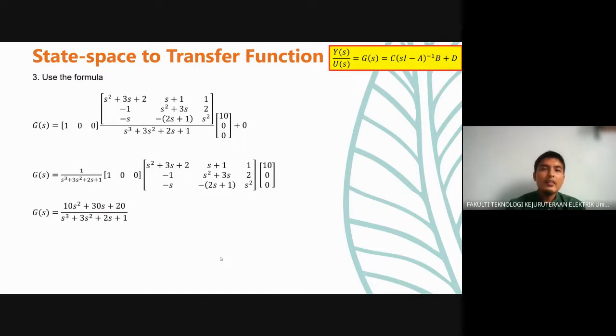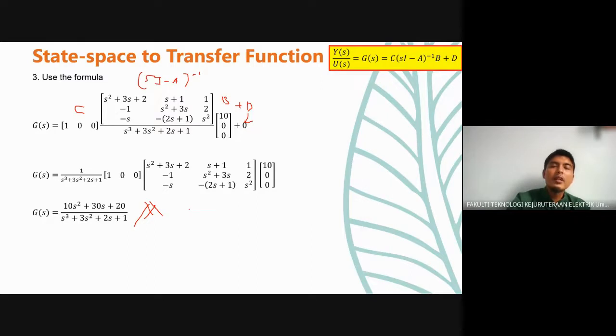So after that, you plug into the formula. This is C, this is sI minus A inverse, and this is B. And finally plus D. Since D equals 0, this is your transfer function.